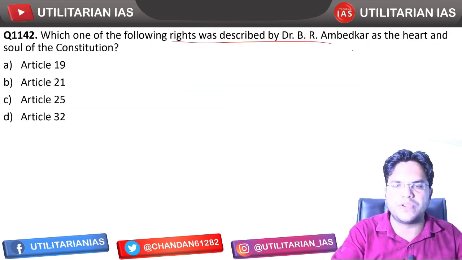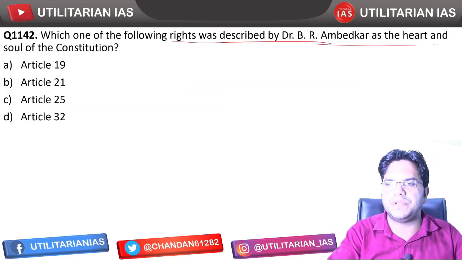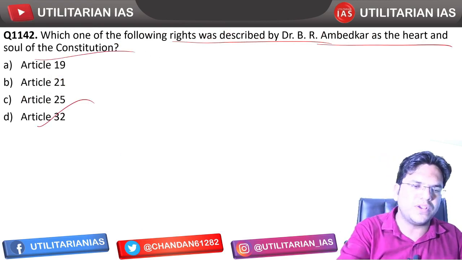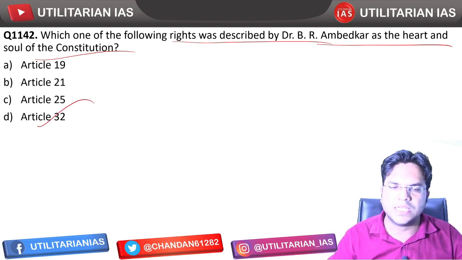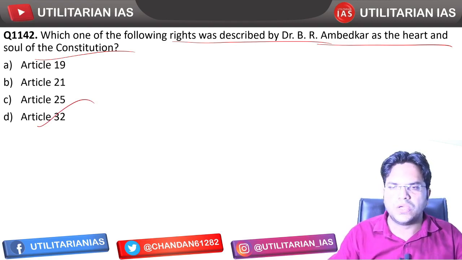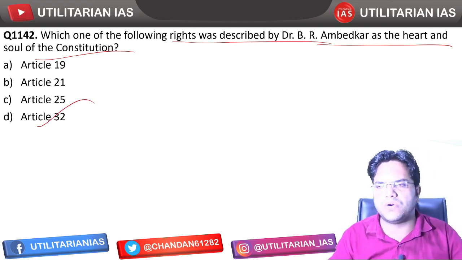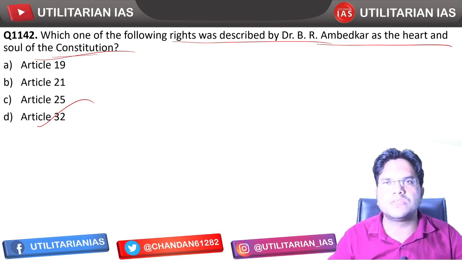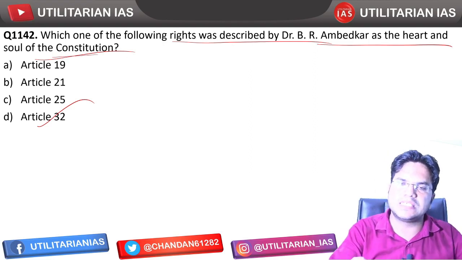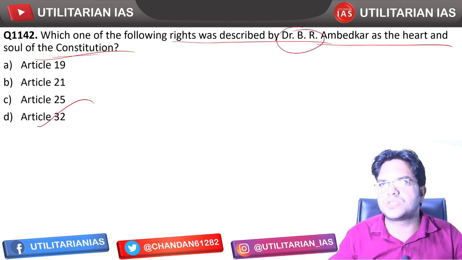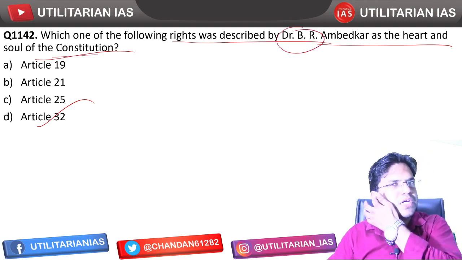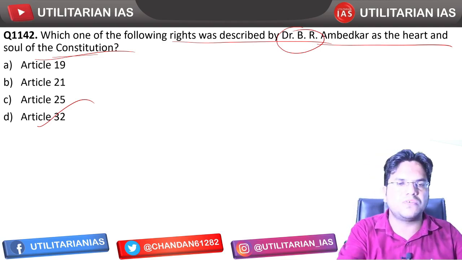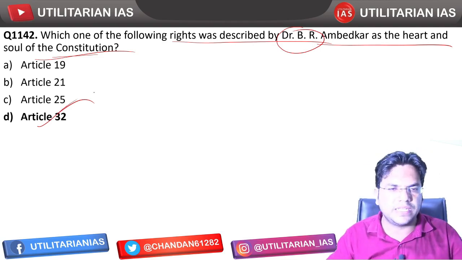Which one of the following rights was described by Dr. Ambedkar as the heart and soul of the Indian Constitution? Very simple, factual question, no explanation needed. D, Article 32. When it is asked only what is the heart and soul of the Indian Constitution, then your answer in polity should be the Preamble. But when it is described by Dr. Ambedkar, which article or part of the Indian Constitution has been considered by him as the heart and soul, then you need to mark Article 32.